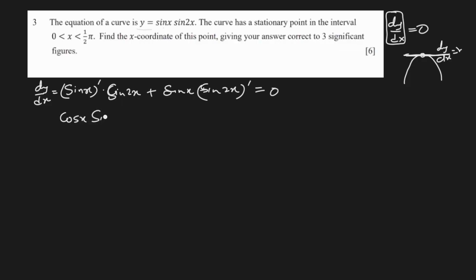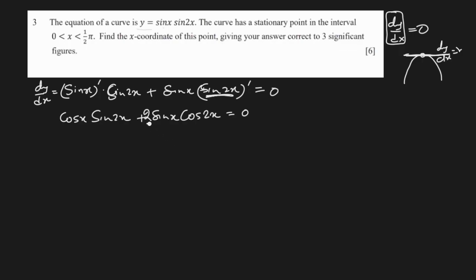So differentiation of sin x is cos x sin 2x, plus sin x, and the differentiation of sin 2x will be 2, I'm writing 2 here, cos 2x. So we first differentiate sin 2x, which is cos 2x, and further we multiply by the differentiation of the angle, which is chain rule. So 2 I'm writing in front, which is equal to 0.